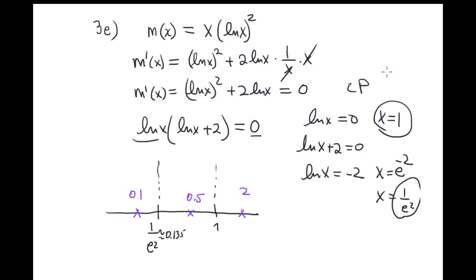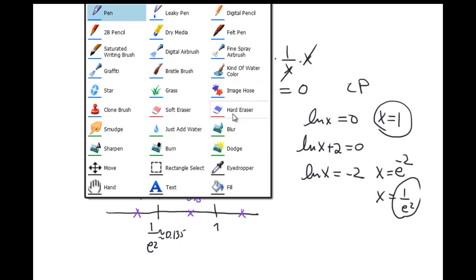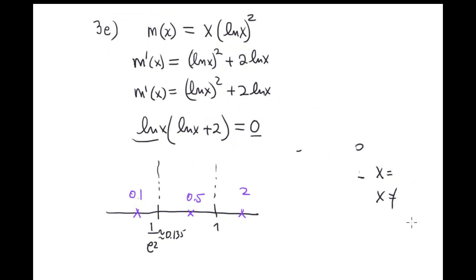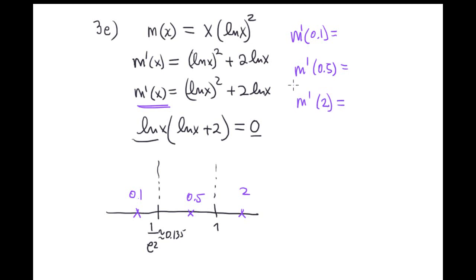And you evaluate the first derivative at these points, plugging in 0.1 into the first derivative expression, then 0.5 and 2. Okay, I got it. The answers I calculate are 0.69, negative 0.958, and 1.86. That means that in this interval the function is increasing, this is decreasing, and this is increasing again. This is the local max, and this is the local min.